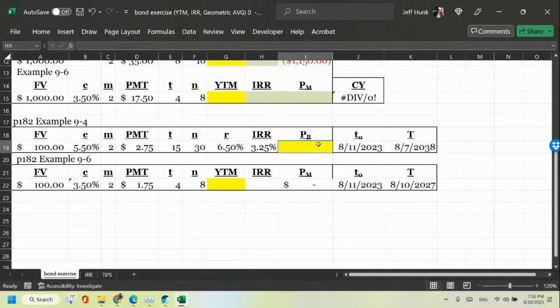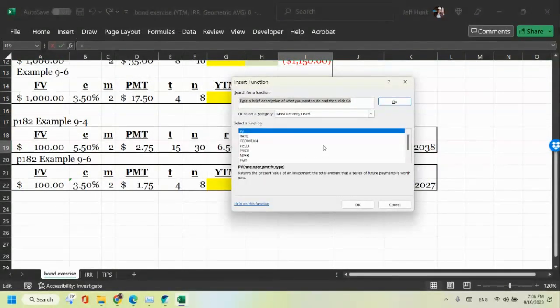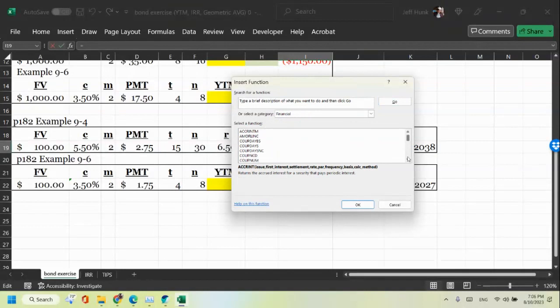Now let's go to Excel's built-in function. So you can click on this, insert function, right? And go to the financial category, financial functions. Scroll down until you find price.